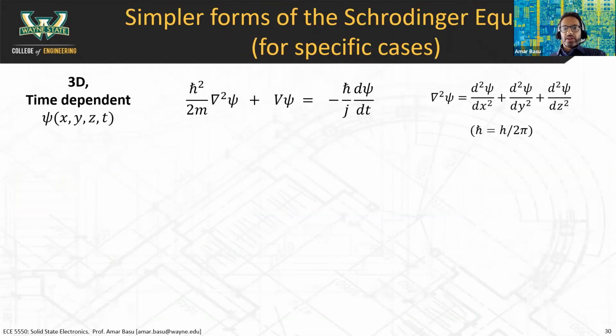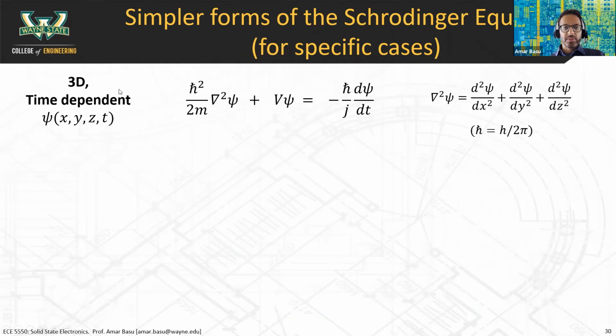All right. So I want to talk a little bit about the simpler forms of the Schrodinger equation for specific cases. We're going to be doing a little bit of work with the Schrodinger equation in the one-dimensional system, not in the three-dimensional system. It's a little bit too complicated. That's more for a math class. So we're going to take the three-dimensional Schrodinger equation and convert it into a one-dimensional form.